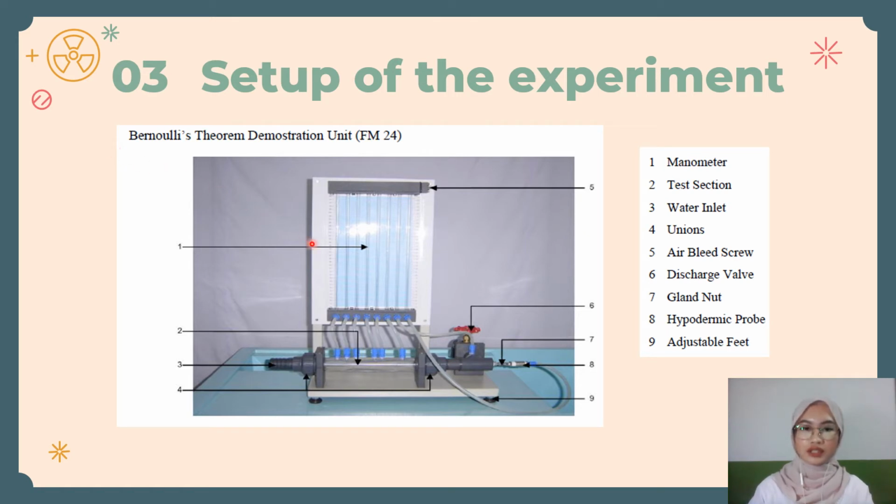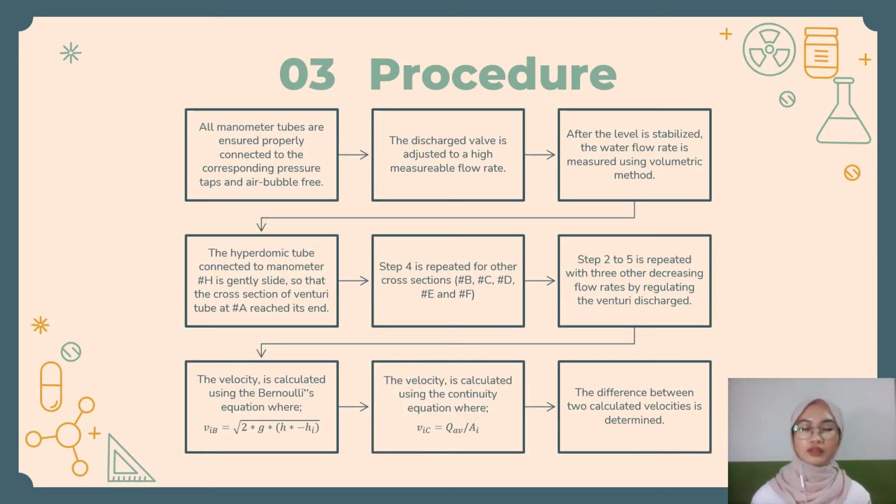The following shows the setup of the experiment, which consists of Bernoulli's theorem demonstration unit. This unit consists of manometer, test section, water inlet, unions, air bleed screw, discharge valve, gland nut, hypodermic probe, and adjustable feet. The experiment was conducted using the following procedure.